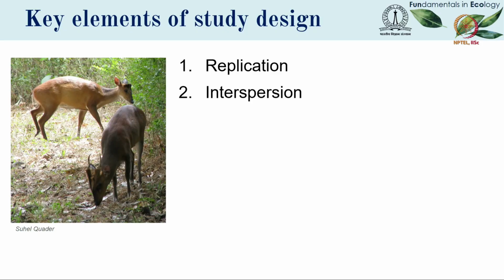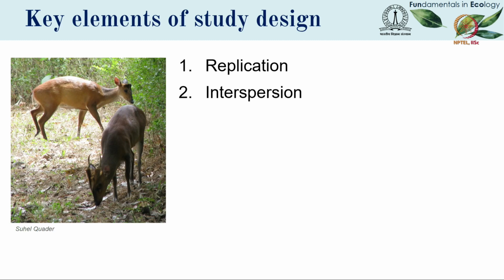Let's quickly go over what we saw in the first part. In the first part, we looked at replication and interspersion. We discussed several points related to replication, including what is an independent replicate and how do we figure out whether we are replicating at the correct scale, and we also looked at examples of pseudo replication.